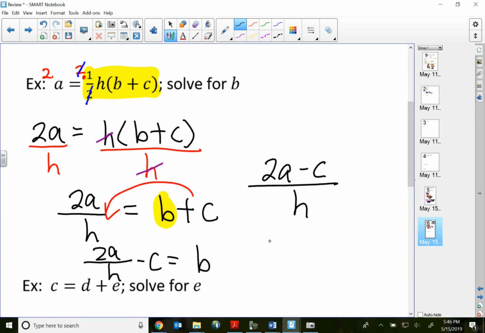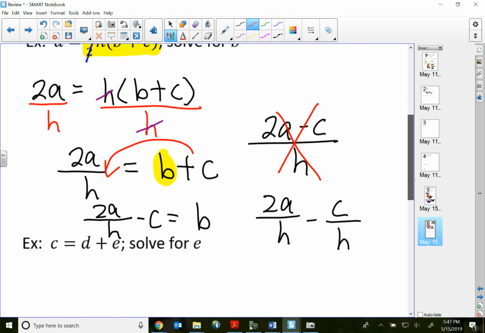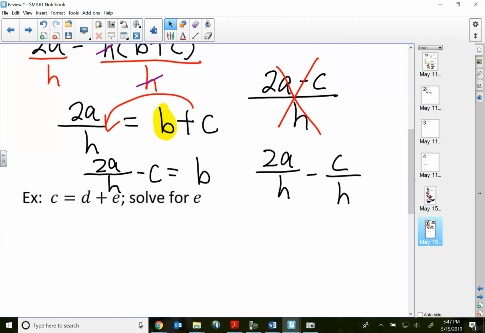Because that's equivalent of saying 2a over h minus c over h. But I never had an h underneath my term c. So don't write the answer like this. This is actually incorrect. This c coming to the left side will just be simply a negative c. There's no h underneath it. Okay, so be careful. All right, let's try this one.